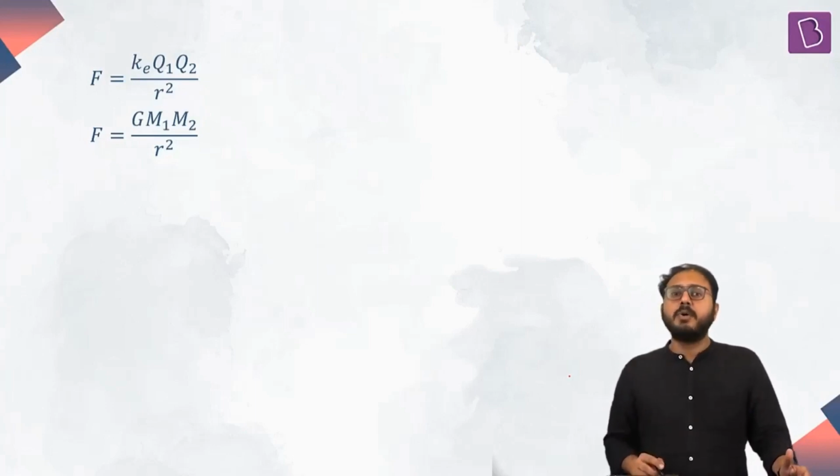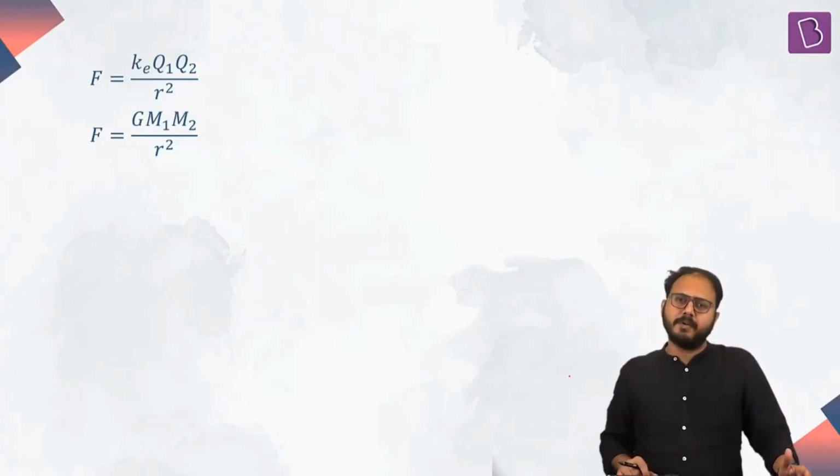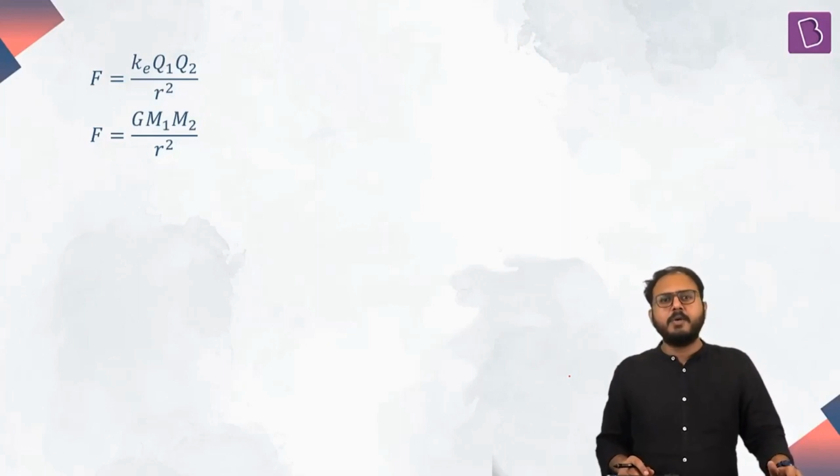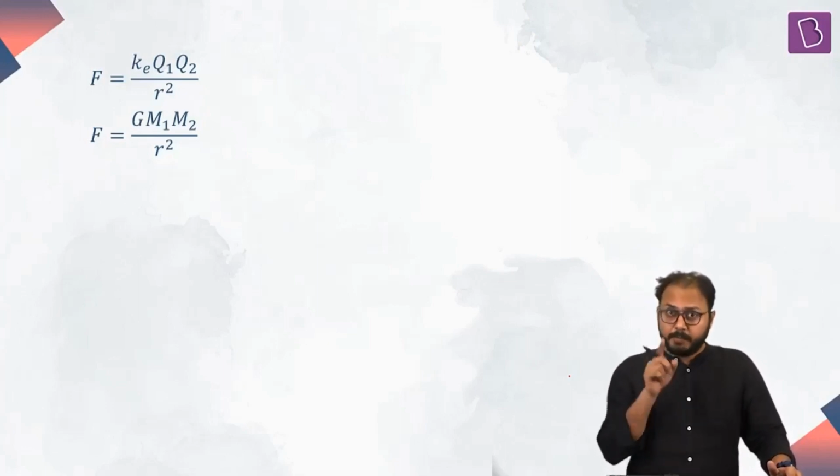Capital G was the universal constant of gravitation, and there is the change, my friend. K is not the universal constant. It is a constant. More on that later. Keep watching.